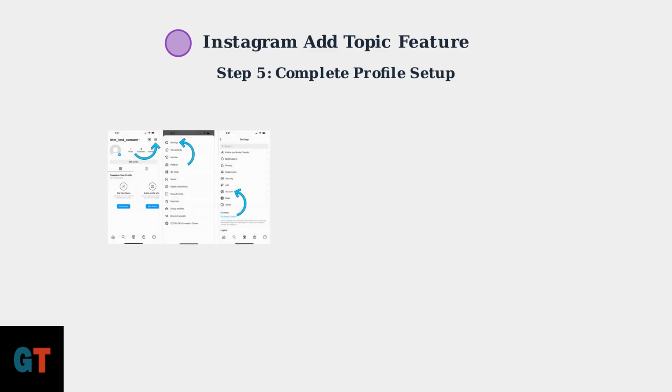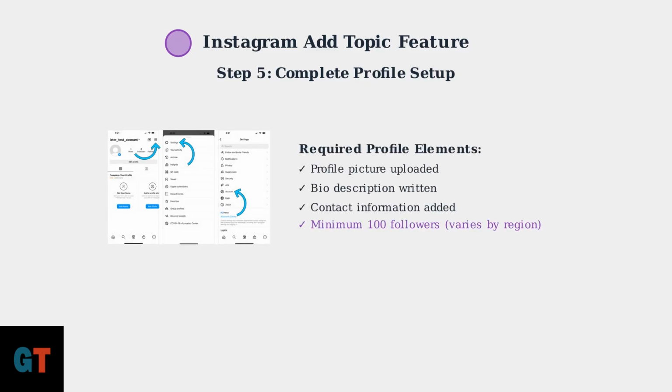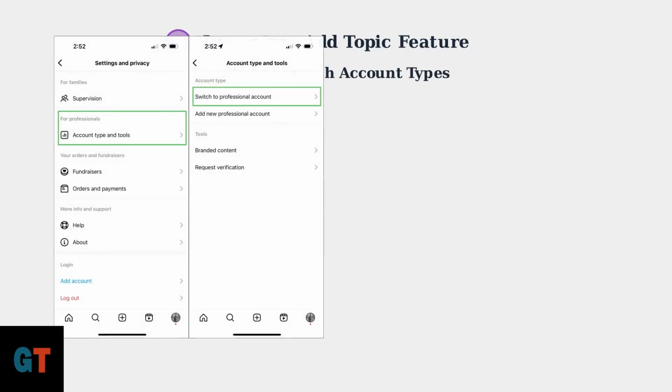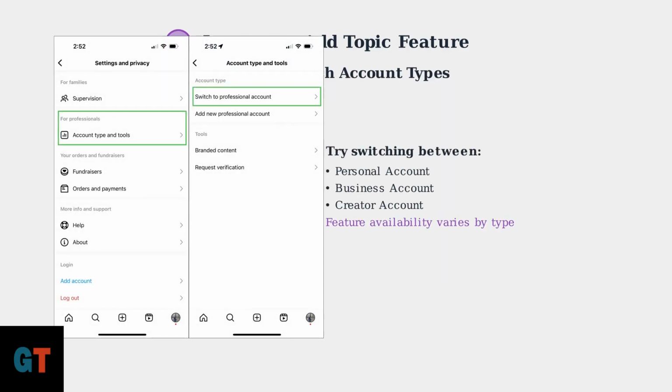Instagram requires complete profiles to access advanced features. Ensure you have a profile picture, bio description, and contact information. Some regions also require a minimum follower count. Different account types have varying access to Instagram features. Try switching between personal, business, and creator accounts to see if the Add Topic feature appears. Business and creator accounts often have more features available.